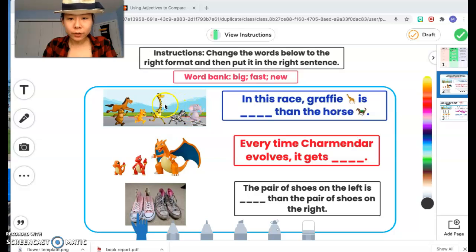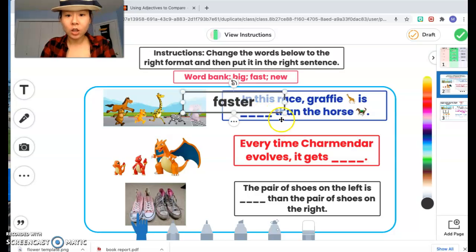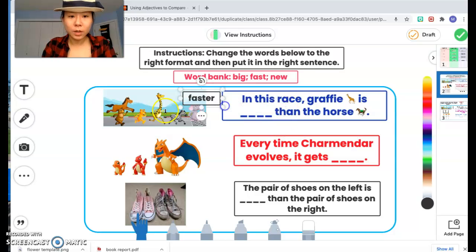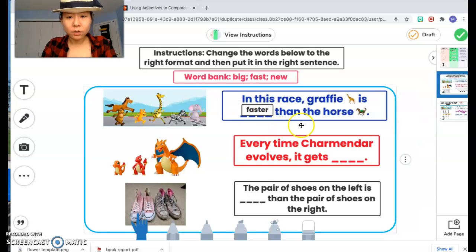So let's take a look at the first picture and the first sentence. In this race, giraffe is blank than the horse. I see the giraffe is here, the horse is here. So I know that the giraffe is faster than the horse because of this picture, right? And I'm comparing two things. So I'm adding er to the word fast. Okay, so I'm putting this right here.